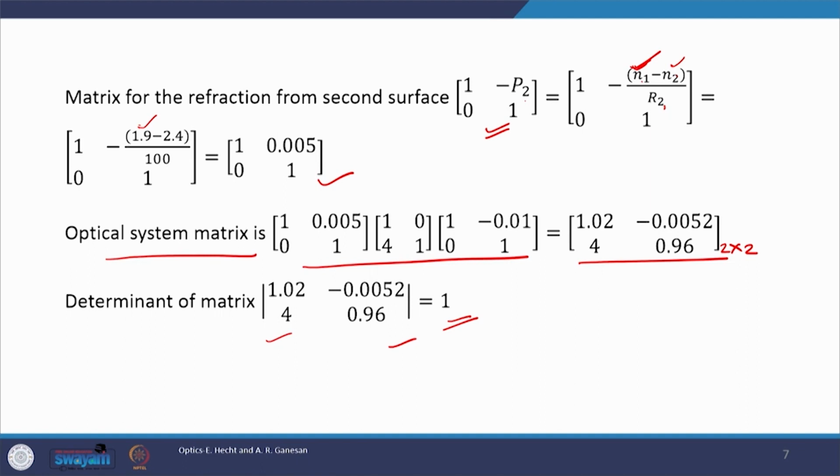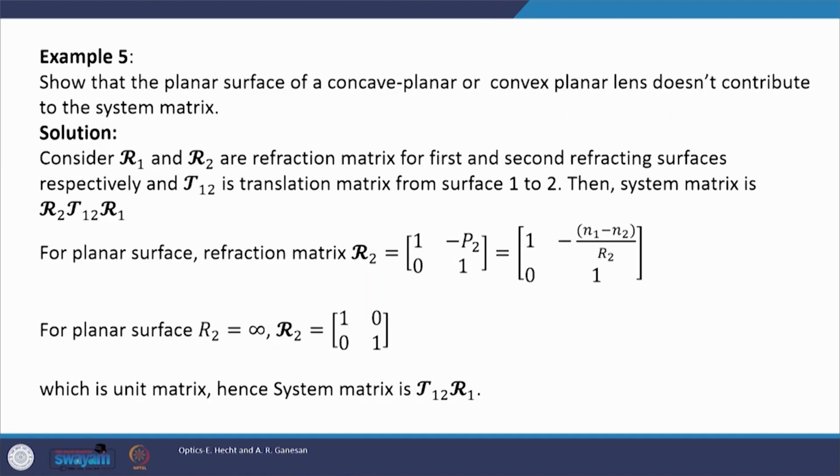Then we will move to the next problem, which is example 5, and the statement is: show that the planar surface of a concave planar or convex planar lens does not contribute to the system matrix. I will explain the question for you. The question talks about two lenses, concave planar and convex planar. Now, what is concave planar and convex planar? One surface is like this, the other is like this.